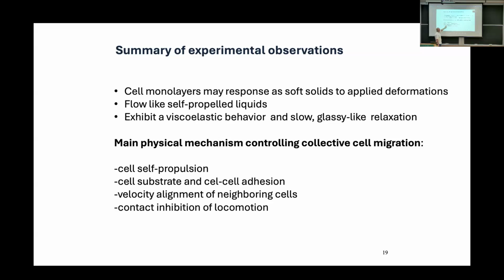substrate and cell-cell adhesion, velocity alignment of neighboring cells, and contact inhibition of locomotion. Contact inhibition of locomotion means that if cells bump into each other, after some time they repolarize and go in opposite directions. Okay, so in the theory, we will essentially include all these fundamental observations.